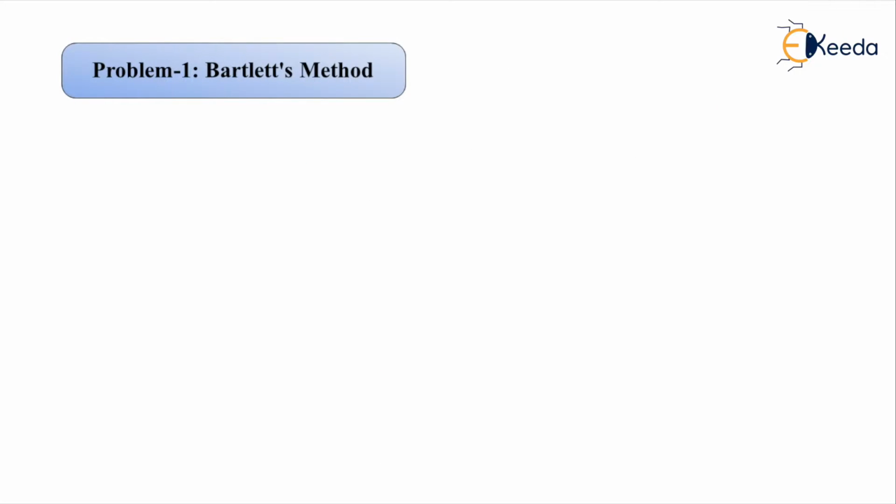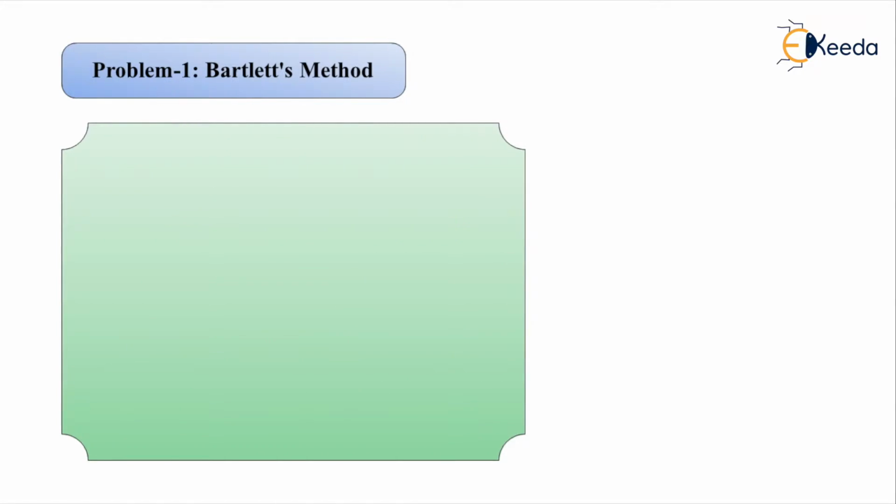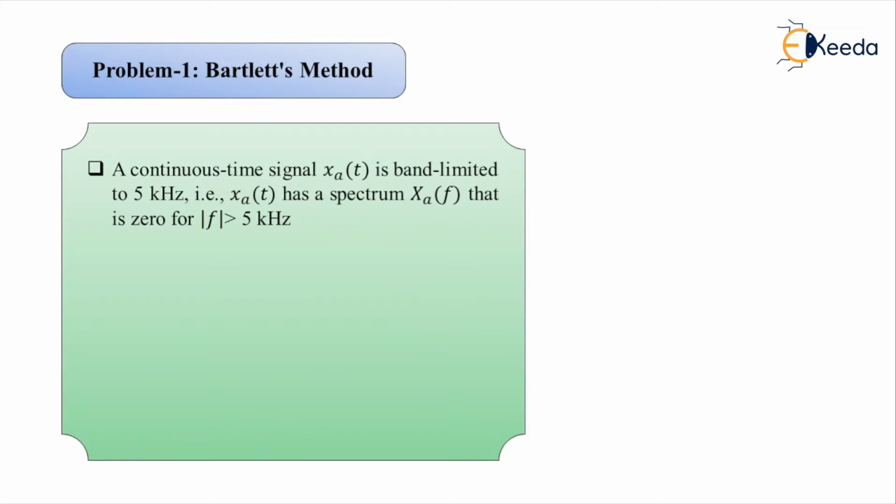Here we start with our topic, Problem 1: Bartlett's method. The given problem statement starts with a continuous-time signal x_a(t) that is band-limited to 5 kilohertz, that is, x_a(t) has a spectrum X_a(f) that is 0 for the magnitude of f greater than 5 kilohertz.